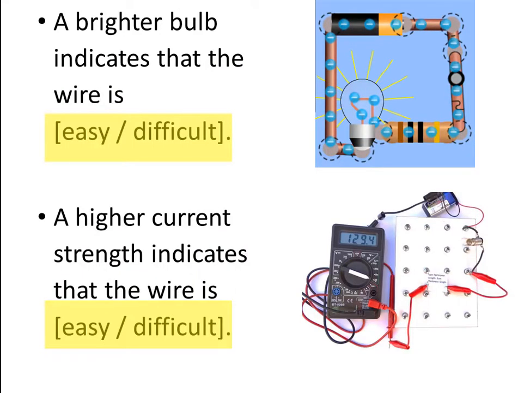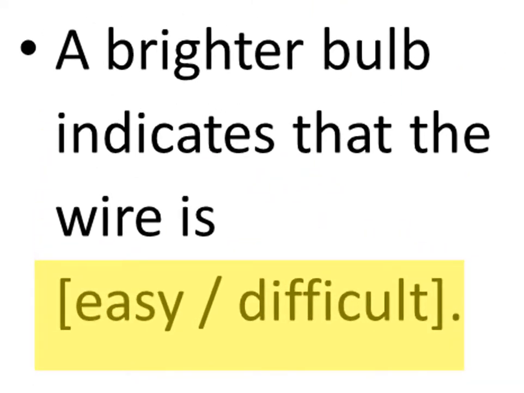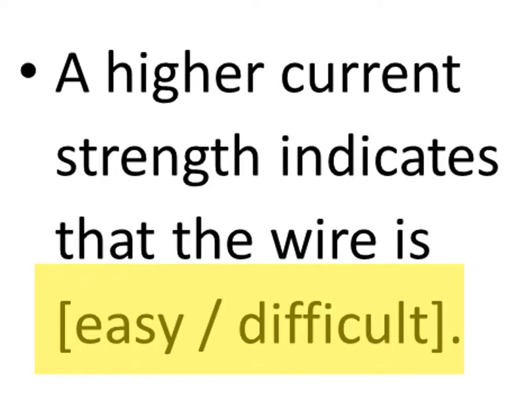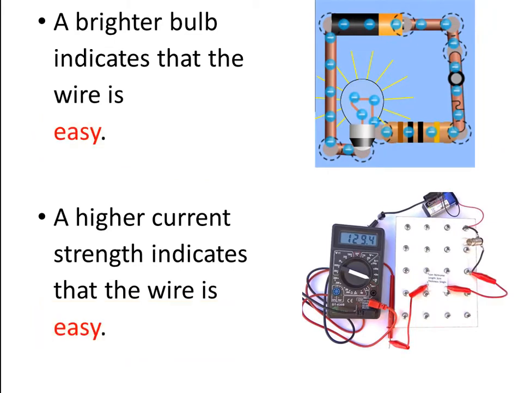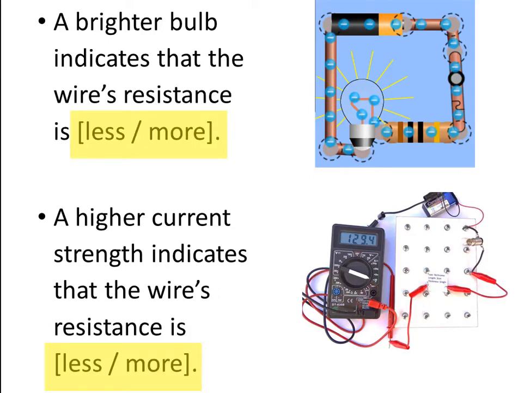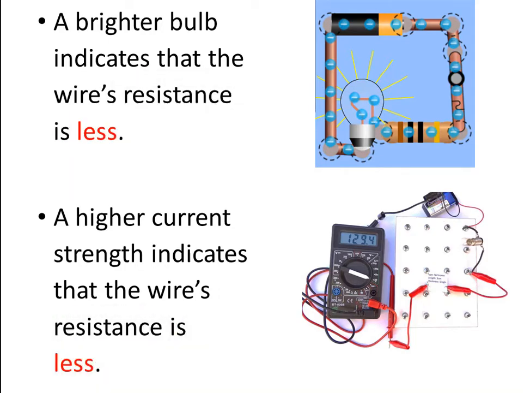So let's get back to this question. Now I've changed it a little bit to make it a bit easier to answer. A brighter bulb indicates that the wire or resistor is easy or difficult. A higher current strength indicates that the wire or resistor is easy or more difficult. I hope you saw that in both cases that means it's an easier wire to go through. That's why the bulb is brighter, because it's so easy for the current to flow so fast. And when the current flows so fast, the bulb is brighter. So now, how about the resistance? Brighter bulb tells us the resistance of the circuit is less. A higher current strength tells us that the resistance of the circuit is less.